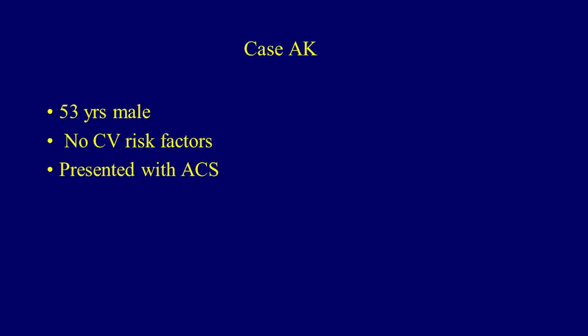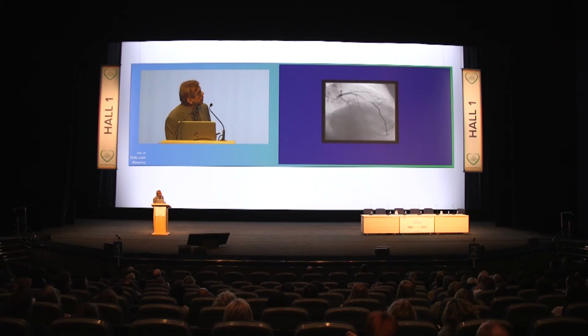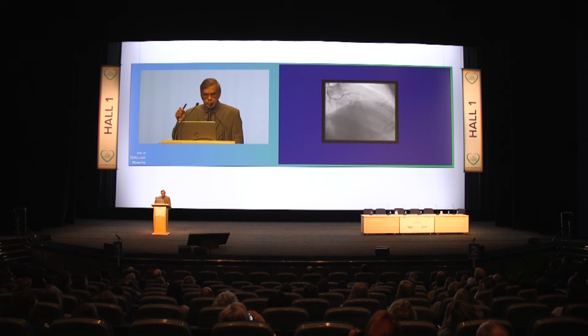Now, this is another patient, a 53-year-old male, presented with acute coronary syndrome, and on angiography, there is myocardial bridging. So the question is whether that myocardial bridging has caused an infarct, meaning there could be plaque there, because myocardial bridging can cause plaque, and that has ruptured, and now is there residual stenosis. So I was asked to do the stress echo. So I did the stress echo.